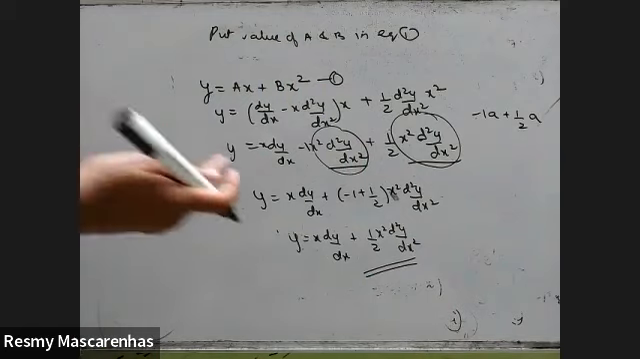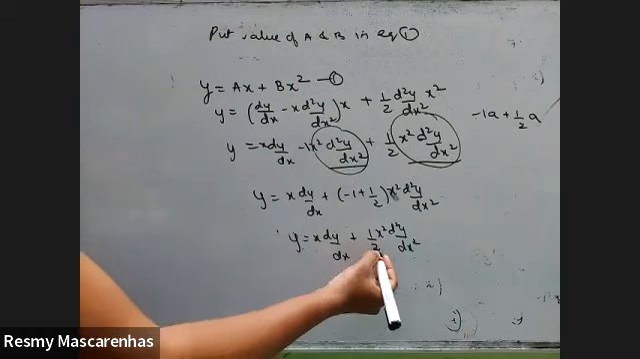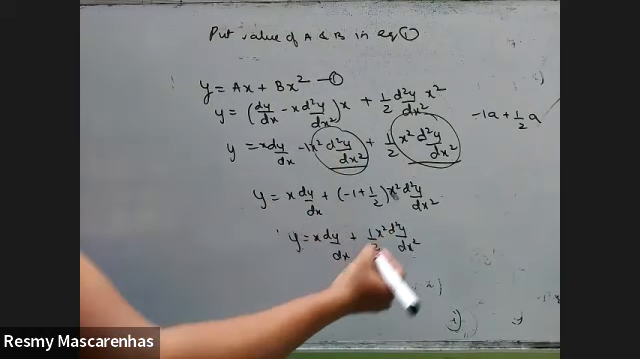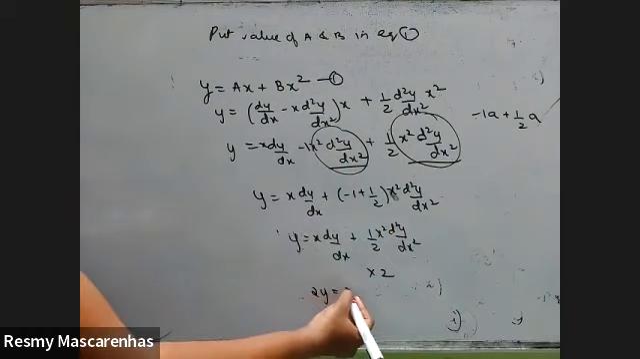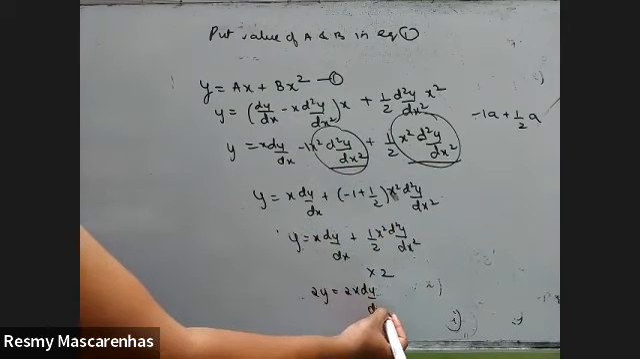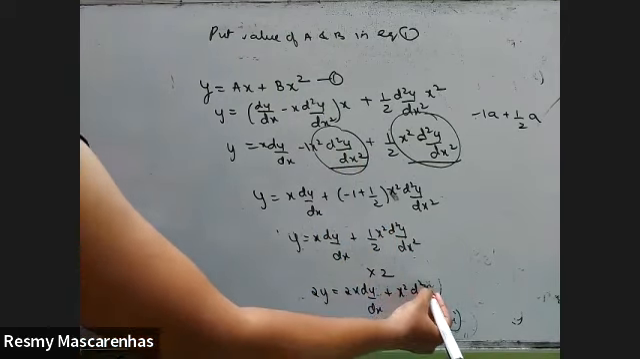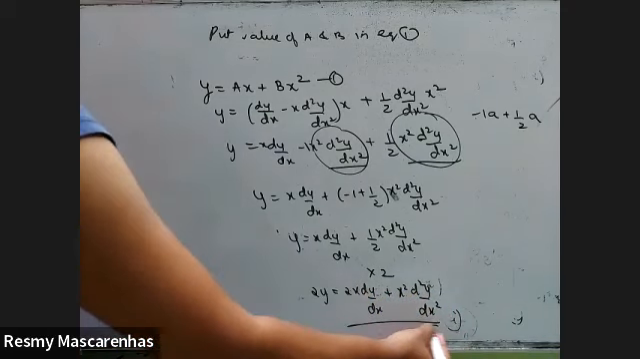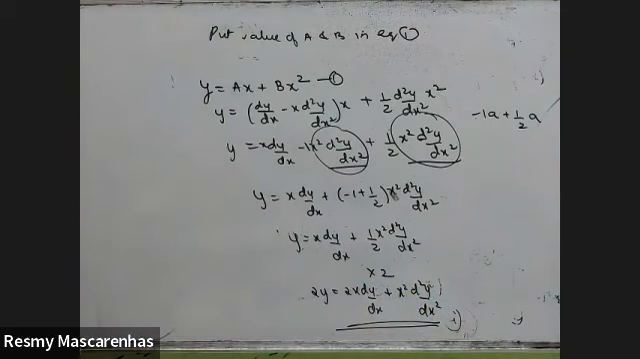And still you don't want fraction. You can avoid this also. Multiply it throughout by 2. So 2y... no more fraction. Next one.